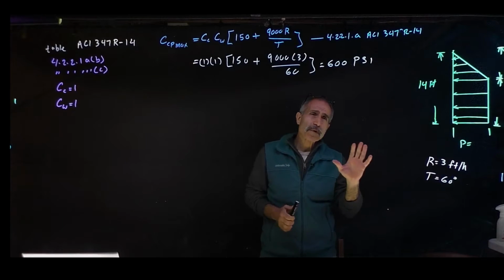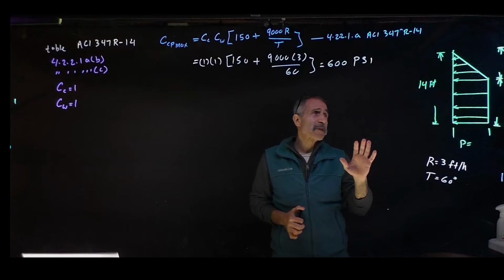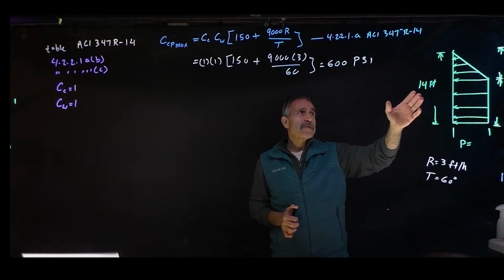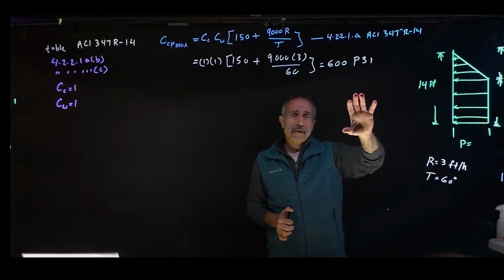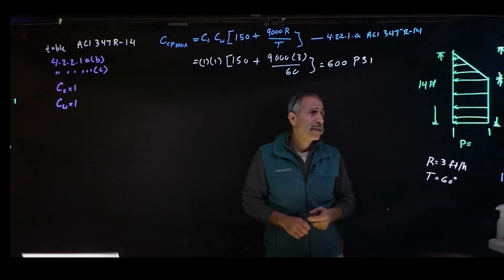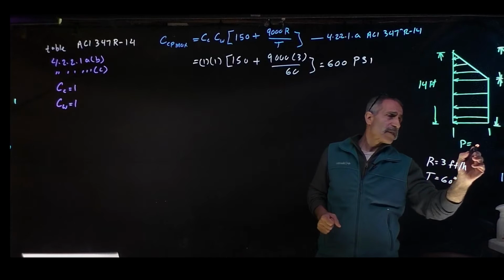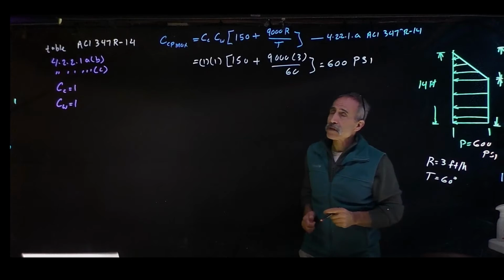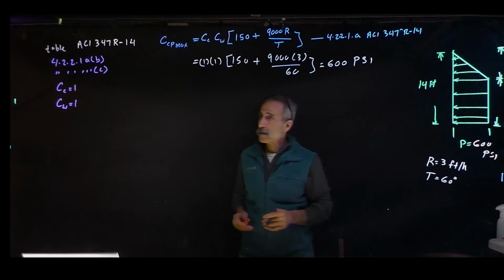One thing you have to be careful about as a designer is the spec. If this was a 15 feet wall, the pressure would be a lot different than what we have here. So we're going to say this is 600 psi, and we're going to get to work on designing this form.